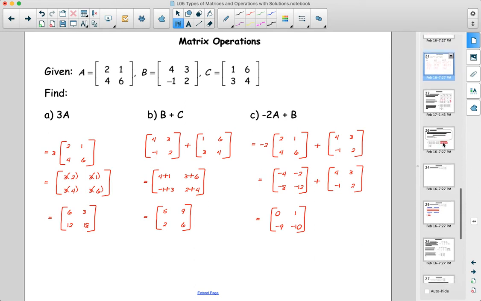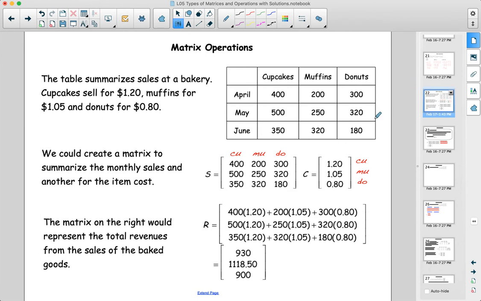So you should be able to, at this point, add, subtract, and multiply matrices by a scalar. Now, how do you multiply matrices together? That's the next thing we're going to look at, again, through the lens of a problem.